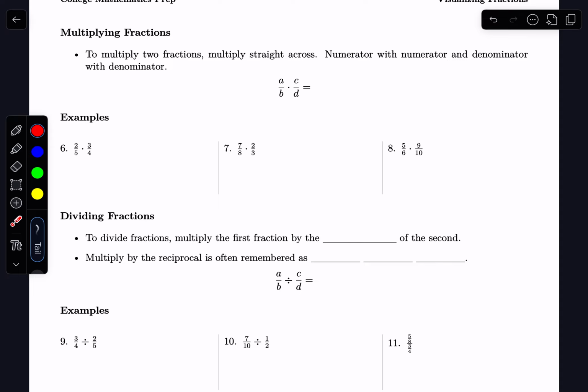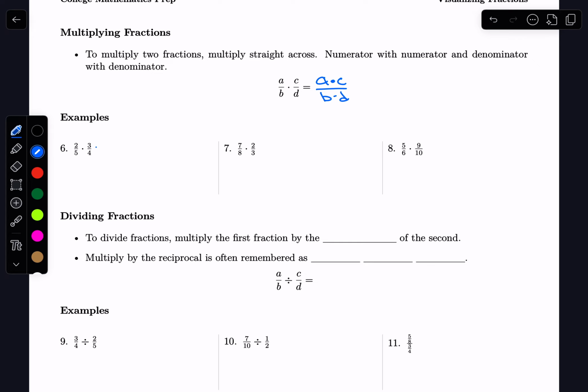But here, to multiply two fractions, multiply straight across. So we're going to multiply the numerator with the numerator and denominator with denominator. So a over b times c over d is a times c over b times d, where we're just multiplying straight across, top times top, bottom times bottom. So for these examples here, we can go pretty quickly through them.